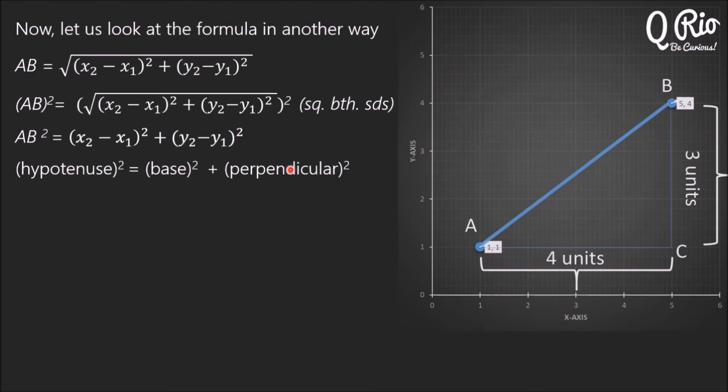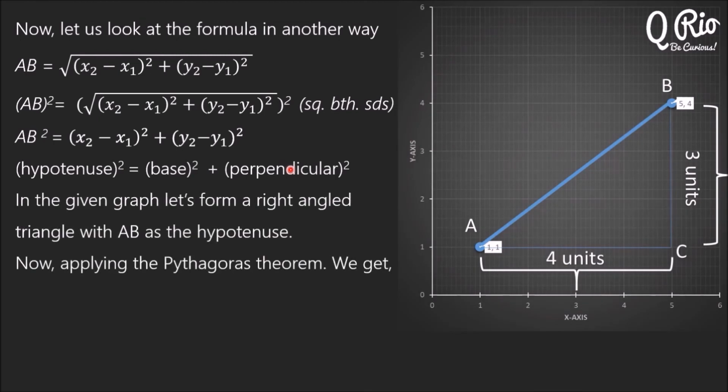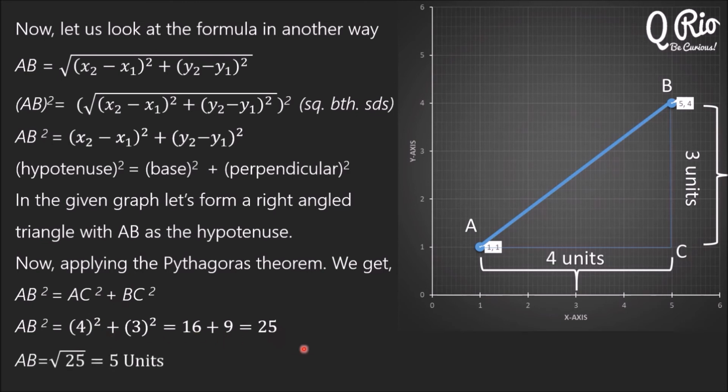Now let us calculate the distance AB using the Pythagoras model. We consider AB as the hypotenuse, and with it we draw a right angle triangle. It's fairly simple. This is 4 units, and this is 3 units. This is AC, this is BC, and this is AB. So let's use the formula, again we are calculating distance only. AB squared is equal to AC squared plus BC squared, and then we substitute the values and we get 25. AB squared is 25 and AB is equal to root over 25, which turns out to be 5 units. So in this way also we can calculate it.